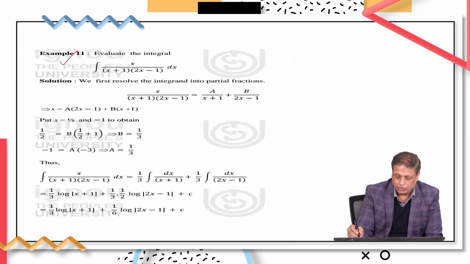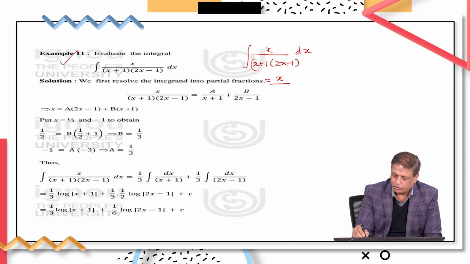Over here, one question is given to you. We are supposed to integrate x upon (x plus 1) into (2x minus 1). Now, this integral expression x upon (x plus 1) into (2x minus 1) can be rewritten in the form a upon (x plus 1) plus b upon (2x minus 1).